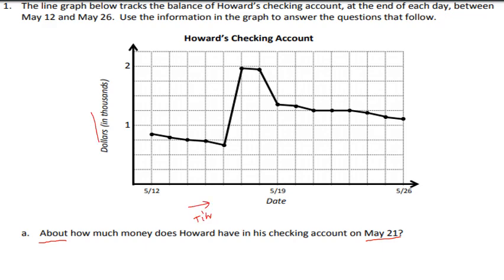So we know this is change over time this way. This is time. So May 21st, we know it's 19, 20, 21st. So this would be where the 21st is at right here. So we can see it says about how much money does Howard have in his checking account on May 21st. And we can see this is between 1 and 2, and each one of these are quarters. So for the estimation, since it's right on the line, I could probably say, and it says in thousands.